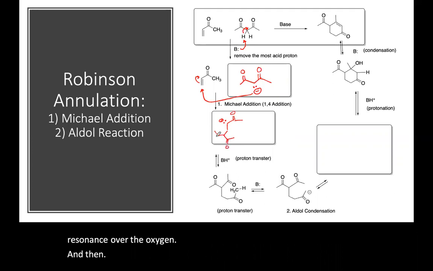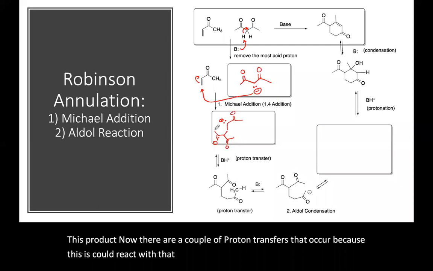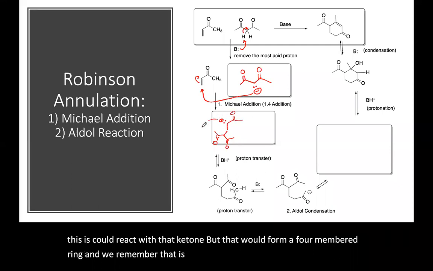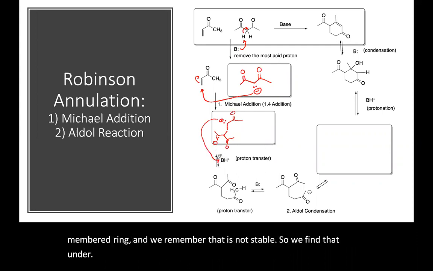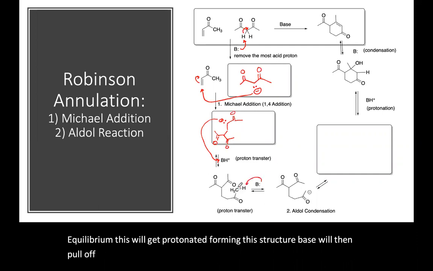And then this product. Now there are a couple of proton transfers that occur because this could react with that ketone, but that would form a 4-membered ring, and we remember that that is not stable. So we find that under equilibrium, this will get protonated, forming this structure. Base will then pull off this proton on the opposite side of this ketone, and this will react in an aldol.